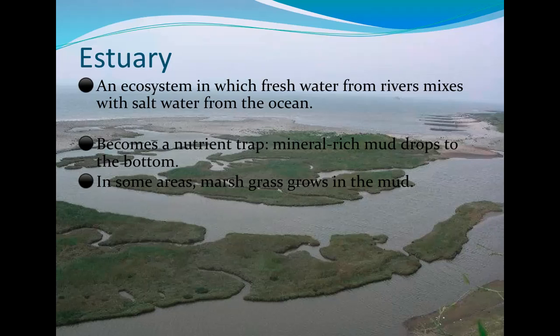So estuaries become a nutrient trap, in which mineral-rich mud drops to the bottom, okay? And in some areas, marsh grass grows in the mud. Anybody ever been to a marsh? No? Swamp? Anybody ever seen a swamp? Yeah.